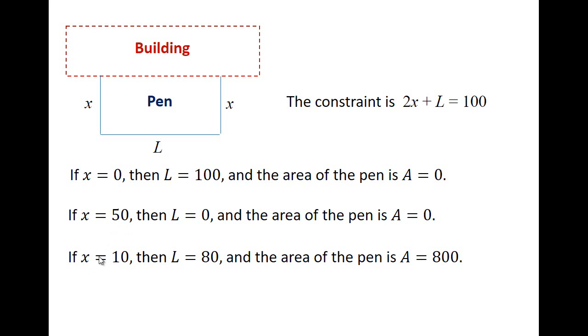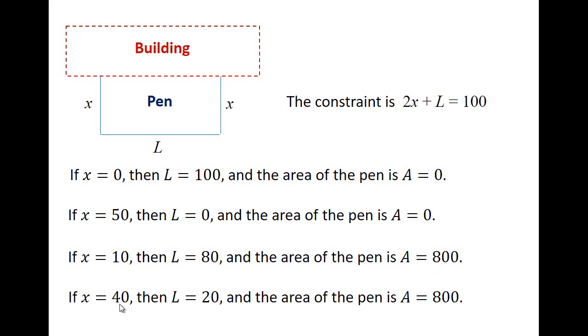Now, what if x is 10? Well, if x is 10, then 2x would give me 20. So on these two sides, I have to use 20 feet of fencing, and then L would be 80. In that case, the area of the pen would be 80 times 10, which would be 800. What if we pick x to be 40? If x is 40, then the two widths would be 80, and L would be 20. So in this case, the area would be 40 times 20, so that's 800 again.